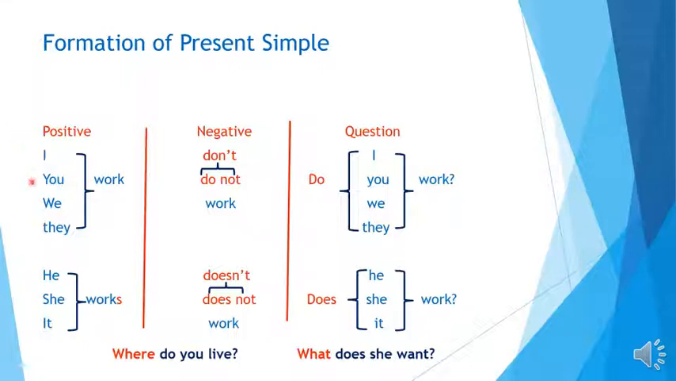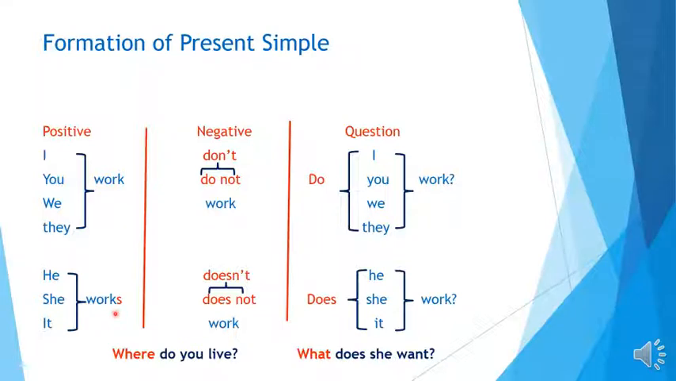You have 4 pronouns here, and look here, what are they? I, you, we, they. So with these pronouns, remember the verb is work. When you go down, you see 3 more pronouns: he, she, it. Here it is special. We don't use work, but here we use works. That's very important. You have to realize it.